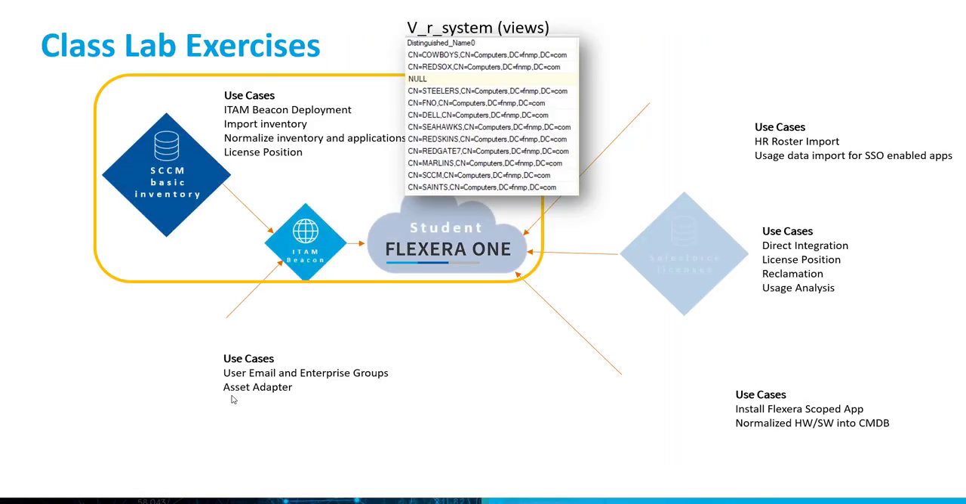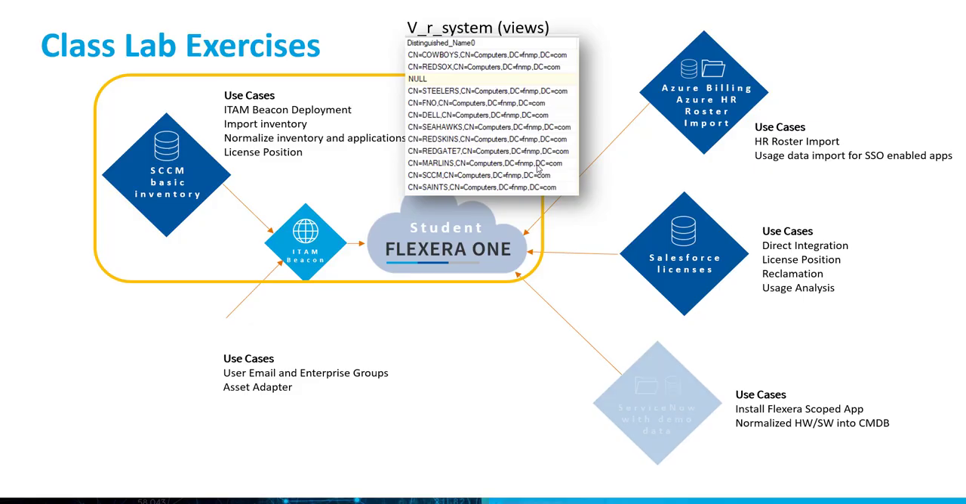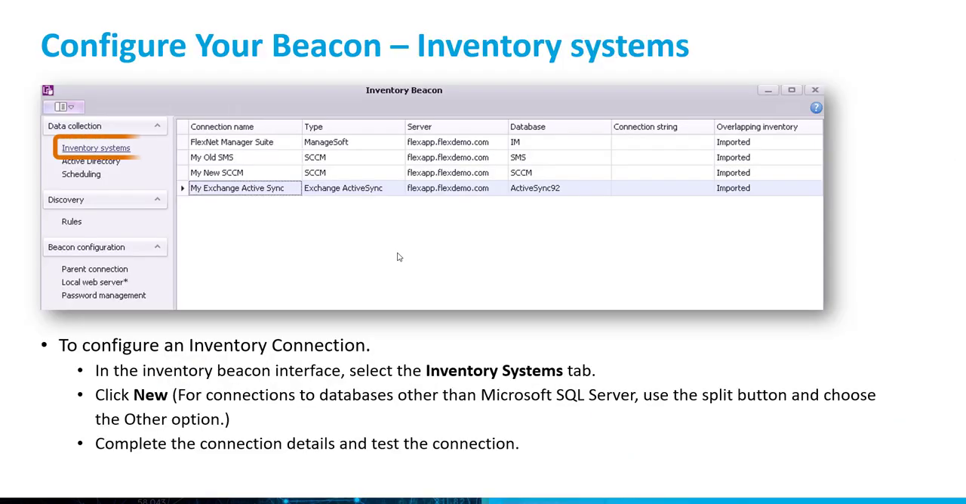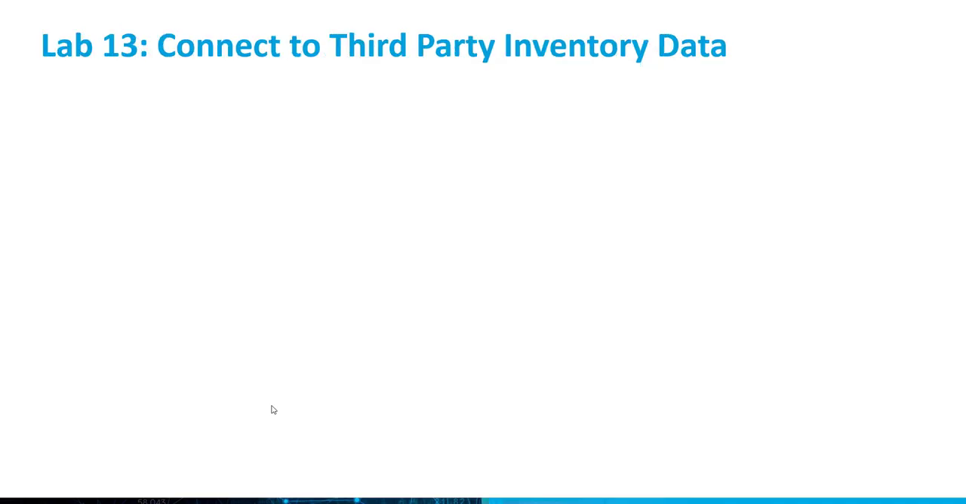In our class, we're going to connect to FlexDC data, where we've got a few machines that are in an SCCM database, and we're going to bring those machines back through the beacon into Flexera One, and we'll look at the inventory after normalization. So to connect to a third-party inventory system, we click on Inventory Systems, and then we can click on New and choose the connection type, and that'll give us a list of out-of-the-box connectors to choose from.